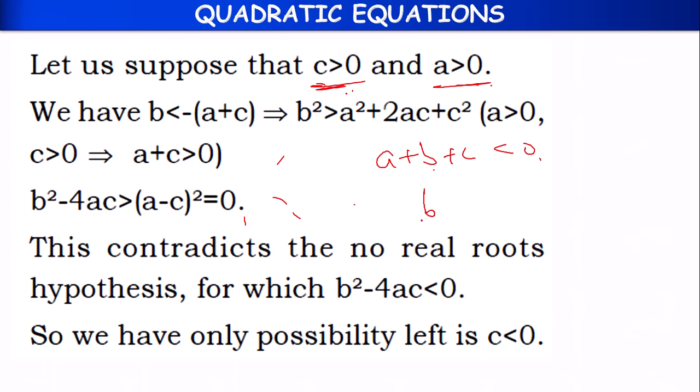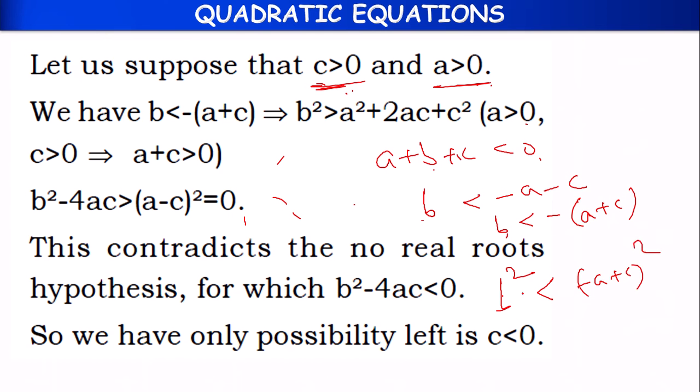So B, let's keep it on the left hand side. If we send A that side, it will become minus A, plus C that side, minus C. Or B less than minus of A plus C. Or if we square both sides, B square less than minus of A plus C whole square. Minus square will become plus. A plus C whole square means A square plus C square plus 2AC will come.